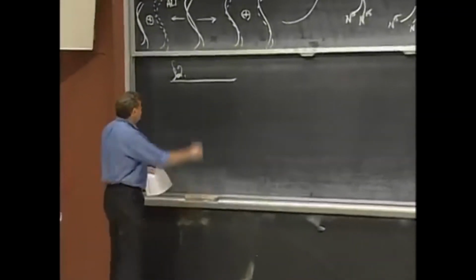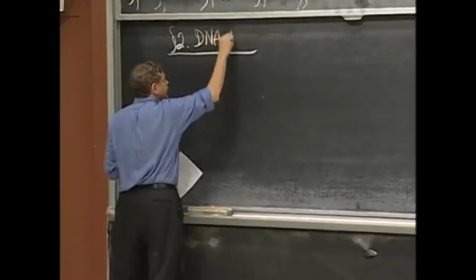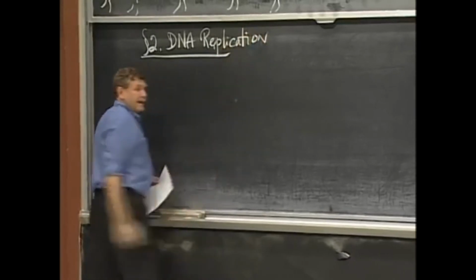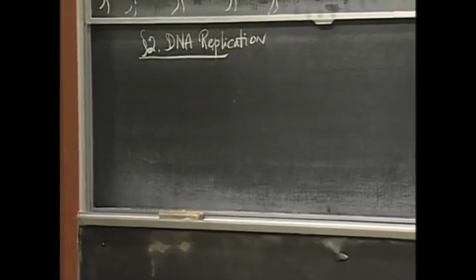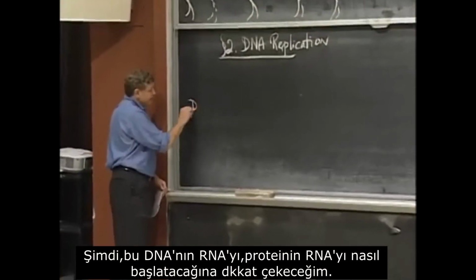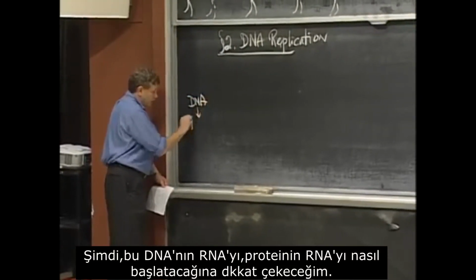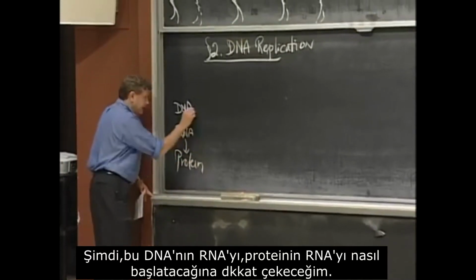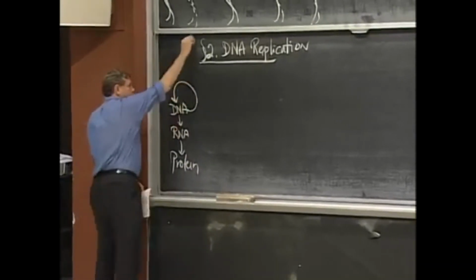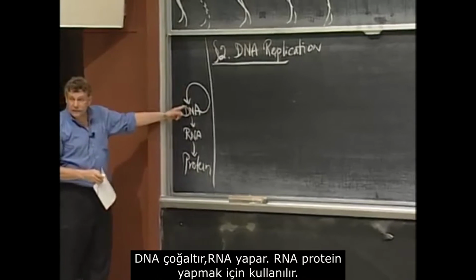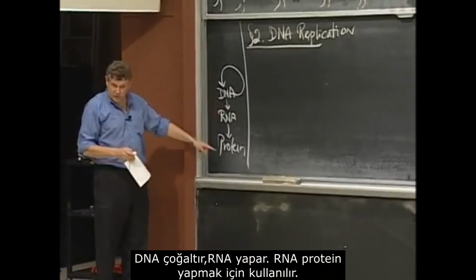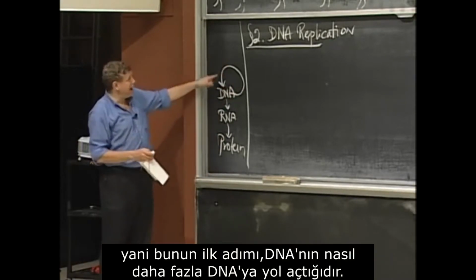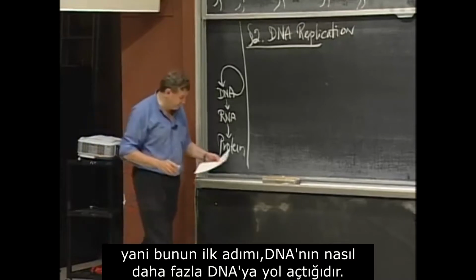And so the issue became, how does DNA replication work? And so I'm about to go into it. Now, I'm going to note we're going to be starting this: DNA goes to RNA, goes to protein, and DNA goes to itself, right? DNA is replicated. It makes RNA. The RNA is used to make protein. This will be what we'll be talking about today and tomorrow. So the first step of that is, how does DNA give rise to more DNA?